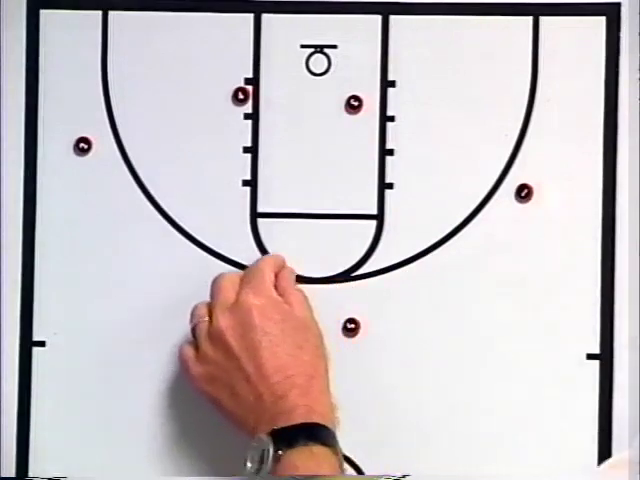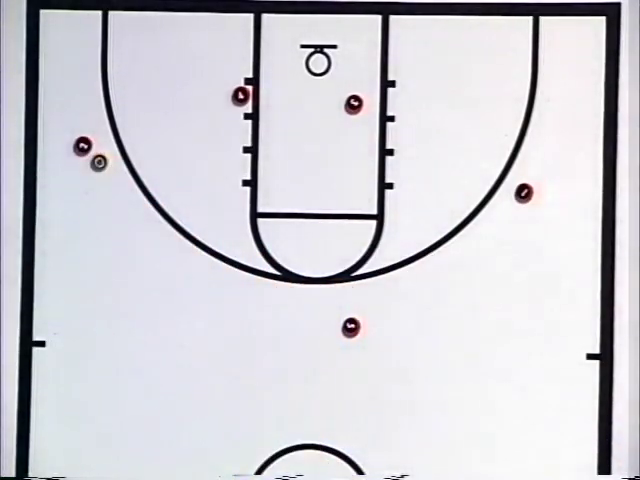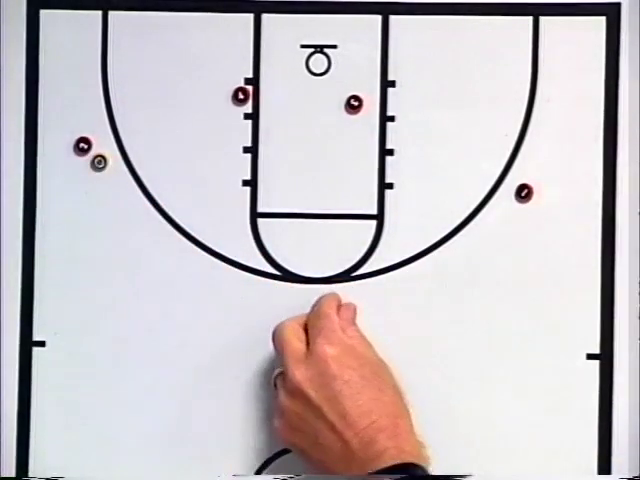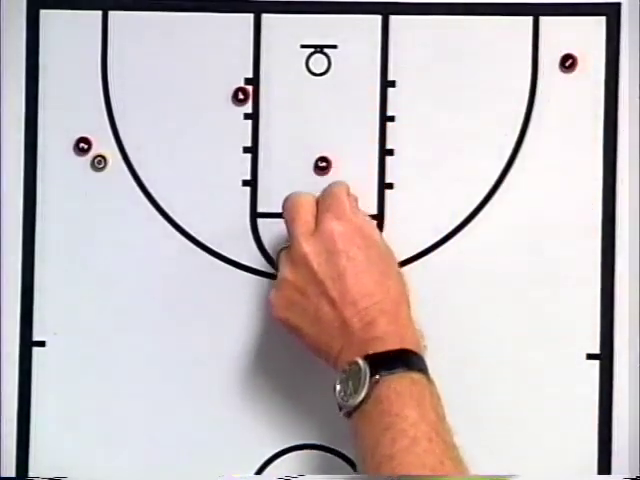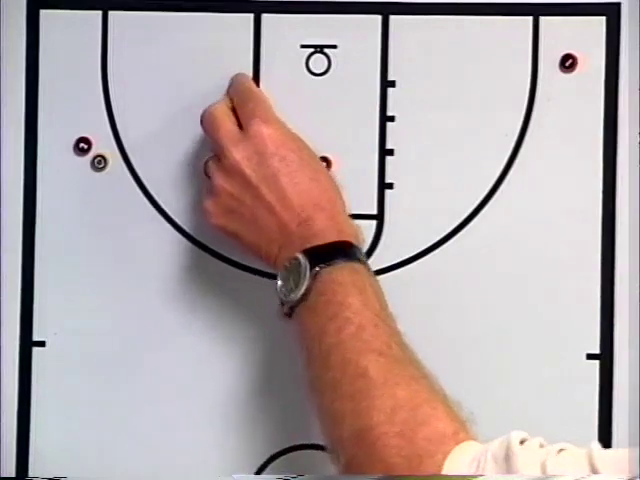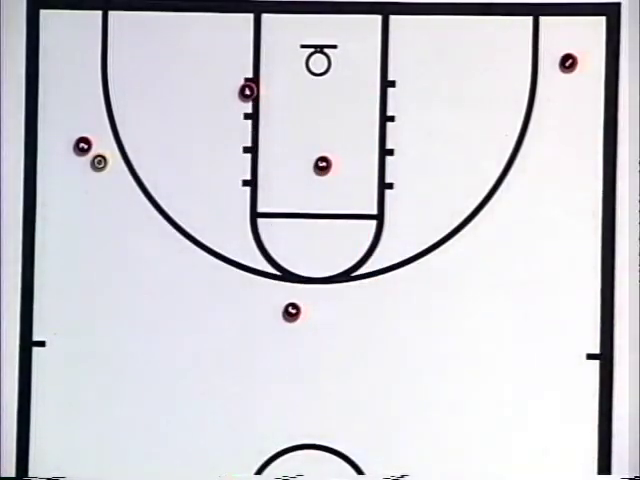If the ball is swung to two, again, we have the down screen, we have spacing away, we have the three-man using the screen, and we have the great post-up angle to get the ball into four.